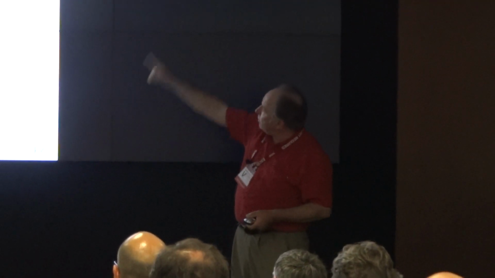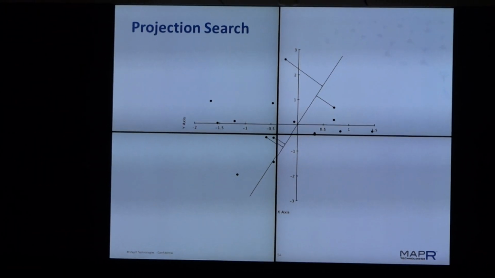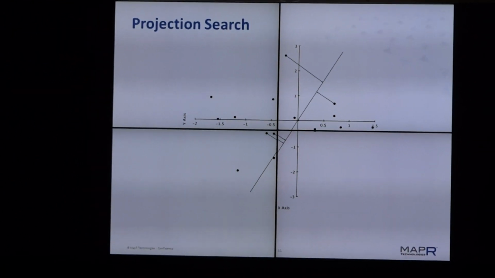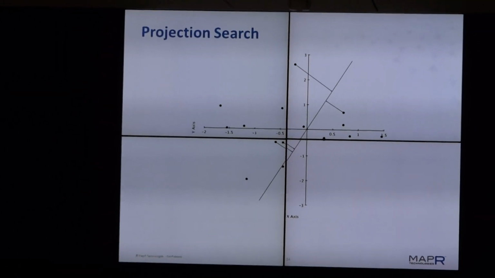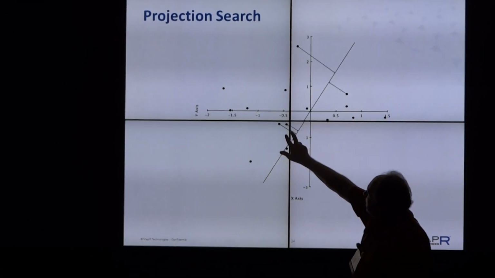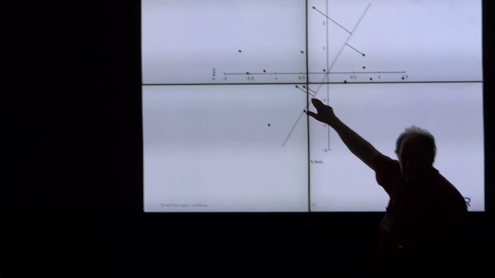Here's projection search. We have data points, those are the black dots. And we have some random vector, that's the diagonal thing. And orthogonal projection onto that thing has a couple of nice properties. One, it defines an ordering. That's the beauty of one dimension. You have a total order. The other thing is that points that are near each other stay nearby.